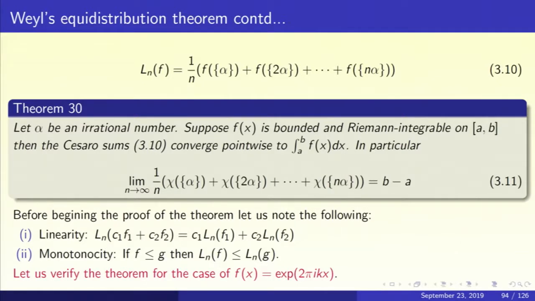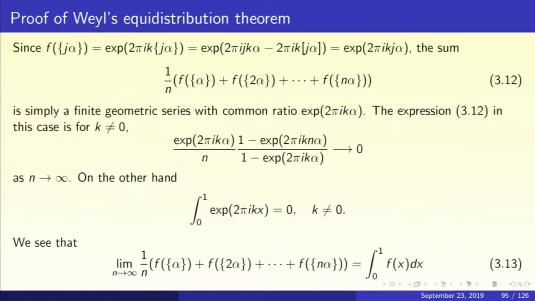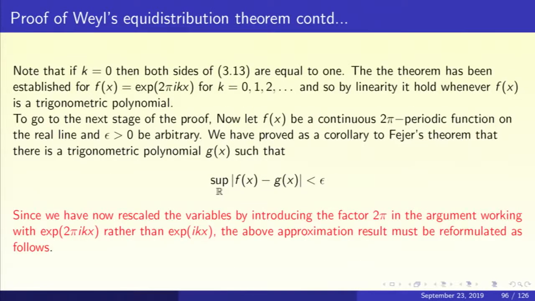And if I take linear combinations of e to the power 2 pi i kx for k equal to 0, 1, 2, 3 with real coefficients or even complex coefficients, what do I get? I get a trigonometric polynomial. So for a trigonometric polynomial, we have verified theorem 30. We have checked the result when you have a trigonometric polynomial.